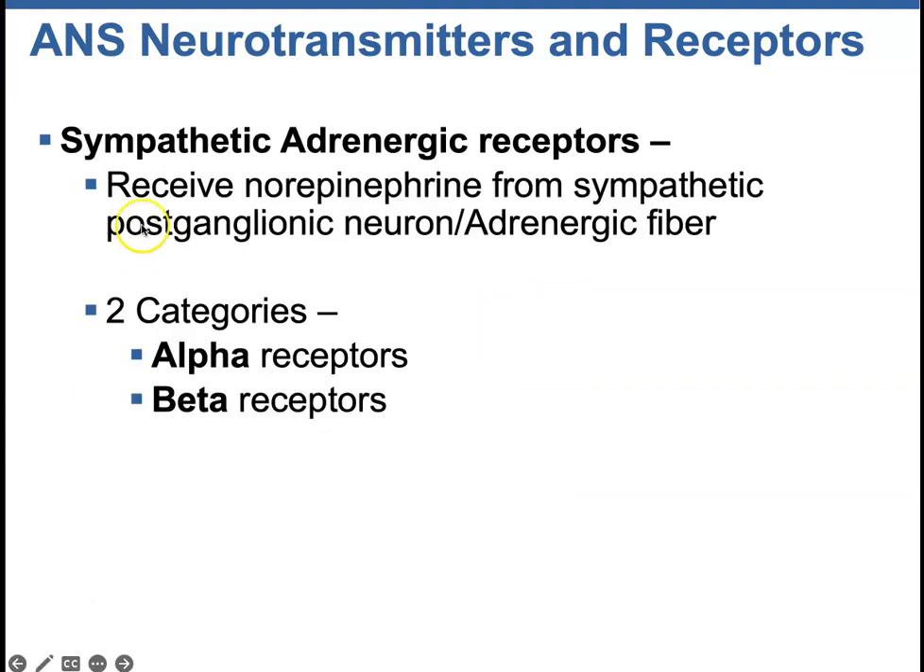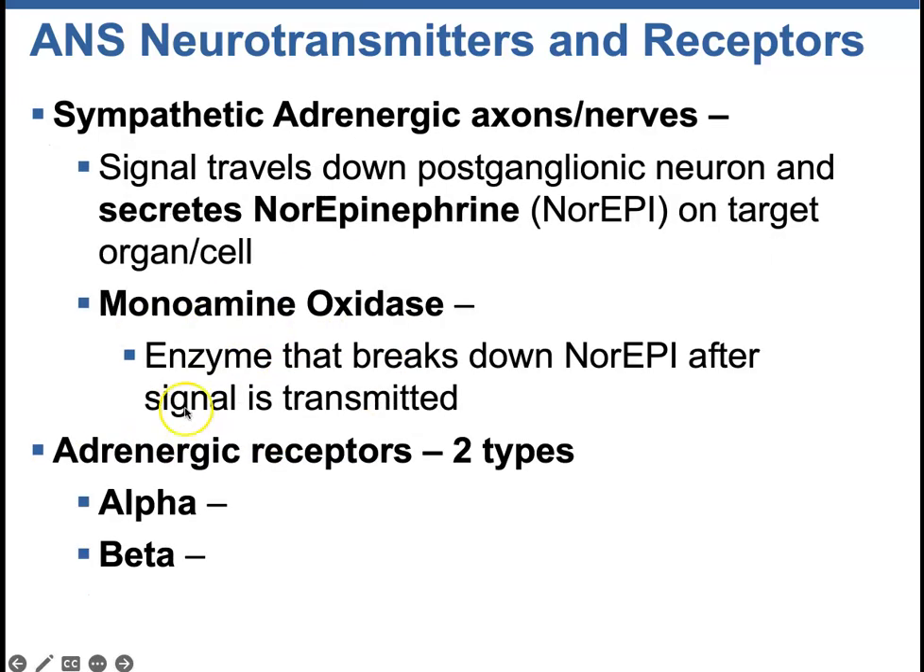So when we look at what we have on sympathetic, when your sympathetic system is now secreting adrenaline, which is your norepinephrine, now the type of receptors that it targets are going to be what are called adrenergic. So now we have adrenergic receptors. We have two subtypes, alpha receptors and beta receptors. This is what they look like. So norepinephrine gets secreted from adrenergic fibers. The adrenaline is going to target the organ, and the receptors that are going to receive the norepinephrine are either called alphas or betas. Monoamine oxidase is the enzyme that cleans up norepinephrine.